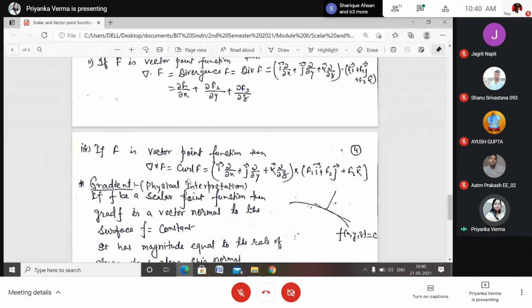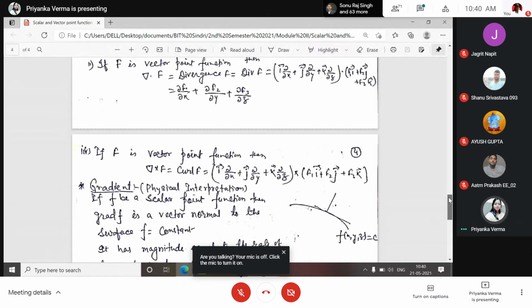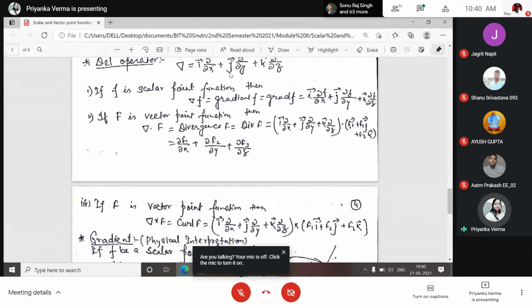Now the third thing. When this vector point function is operated by cross product, that means del cross f, then this is known as curl of f, and this will be equal to the operator del cross f. We will do divergence and curl in coming classes. Today I am going to discuss the gradient of a scalar point function. As I already discussed, if del is a vector operator and f is a scalar point function, then gradient of f is represented by grad f and its value is given by this. So this is the definition of gradient.